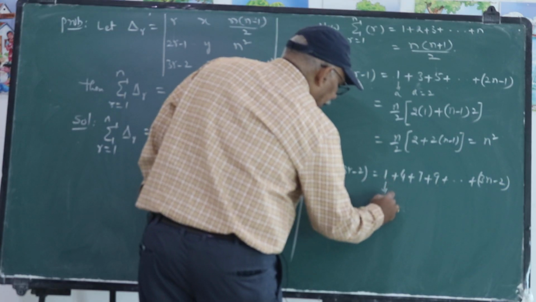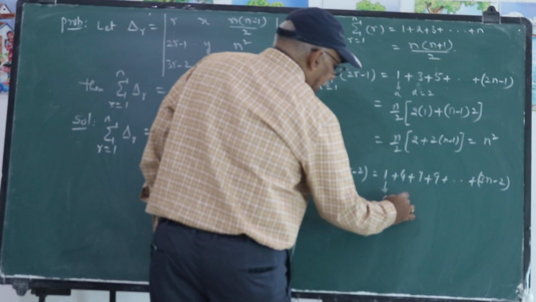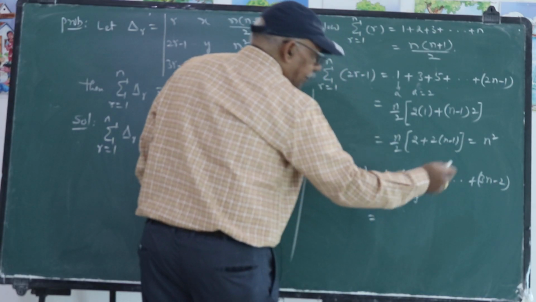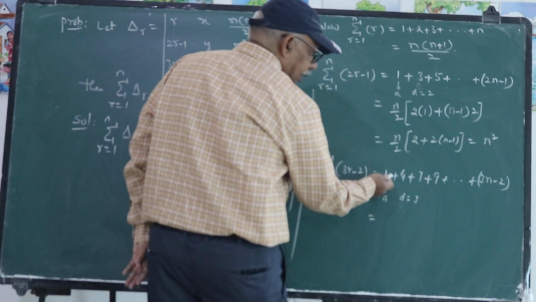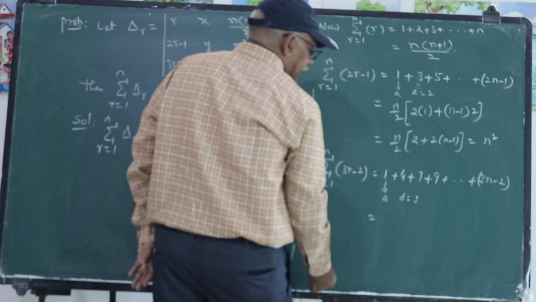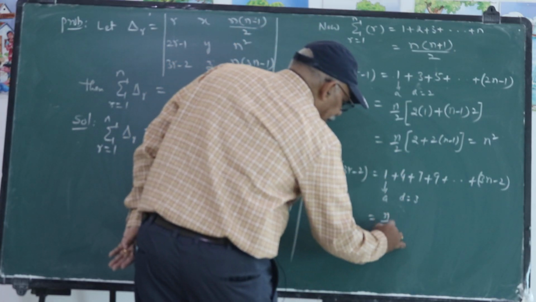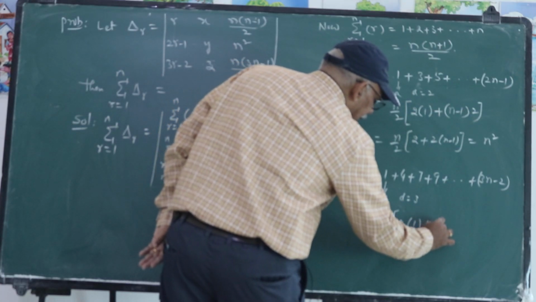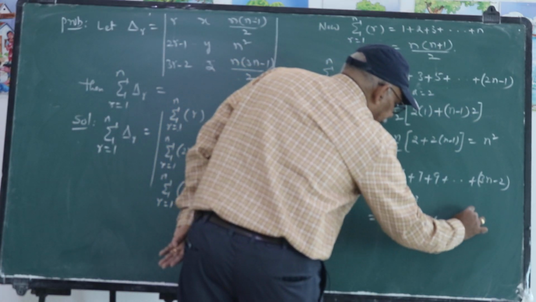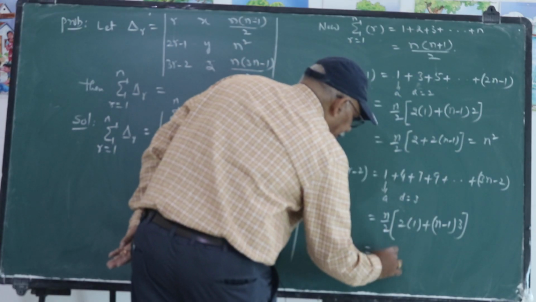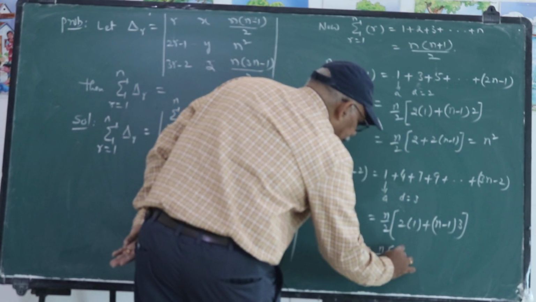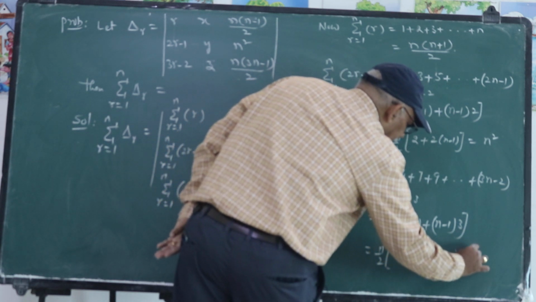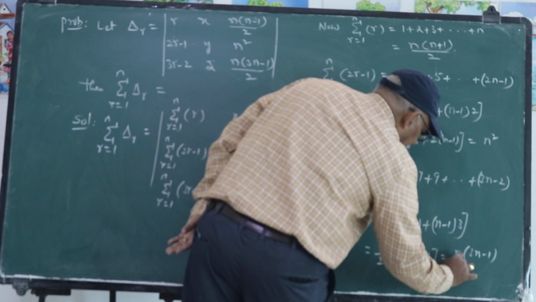So here a is 1 and d equal to 3. Sum of n terms of AP having initial term 1 and common difference 3 is n by 2 into 2a plus n minus 1 into d. That is n by 2 into 2 plus 3n minus 3, which is n into 3n minus 1 by 2.